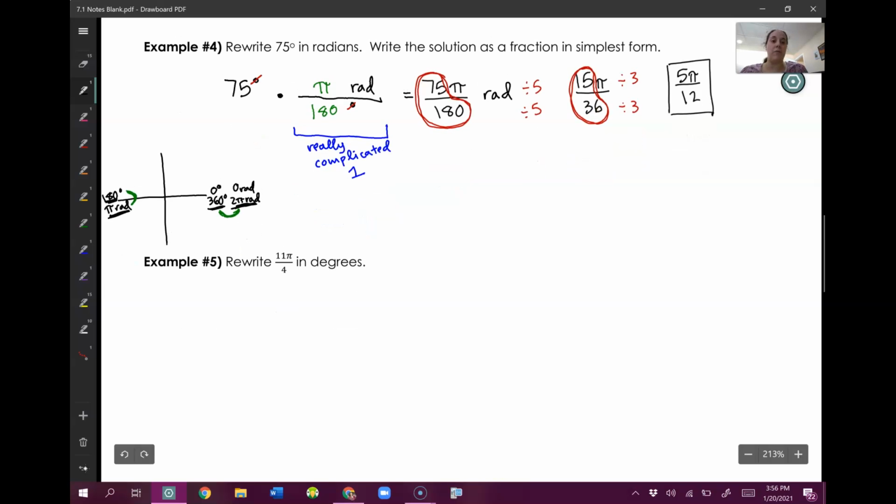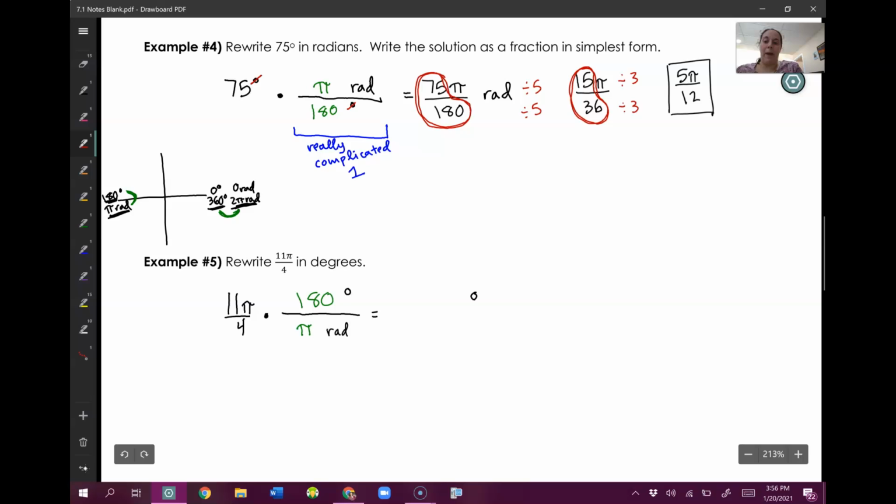Okay, let's try example 5 where we now go the other direction. So I start with radians, 11 pi fourths. I'm going to multiply by my really complicated 1 to get something that's in degrees. So this time I'm going to go opposite. I want my degrees on top and then I want my pi on bottom. So notice I took that fraction from up here and I flipped it. Because now I have this pi on bottom, this 180 on top.